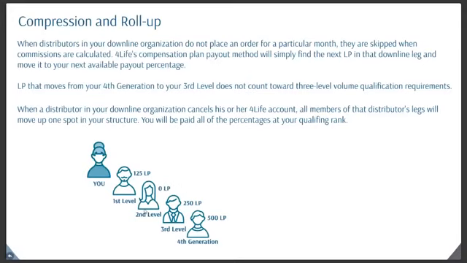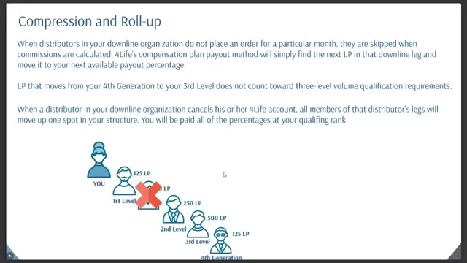No, basically what we do is we just pretend they don't exist during that month when we're calculating the bonus, and we will shift all those percentages down a spot where there is LP existing in your organization. So now all of a sudden your 3rd level is getting paid out at that 2nd level percentage, your 4th level is getting paid out at that 3rd level percentage, and so on and so forth.